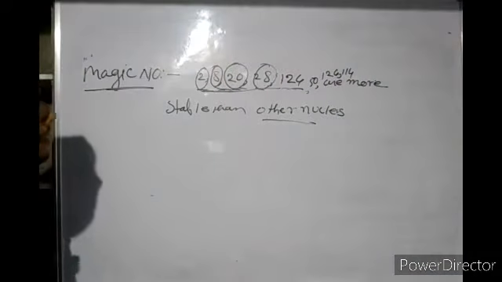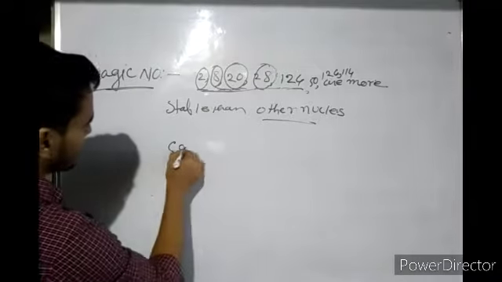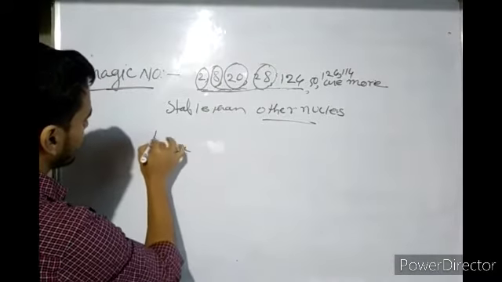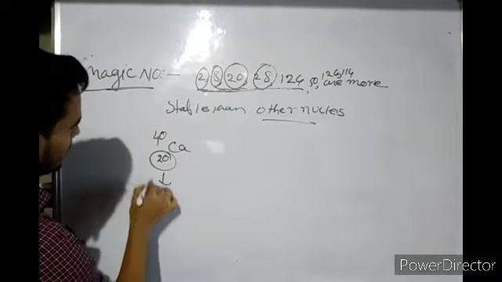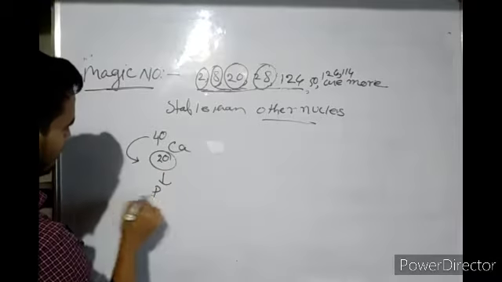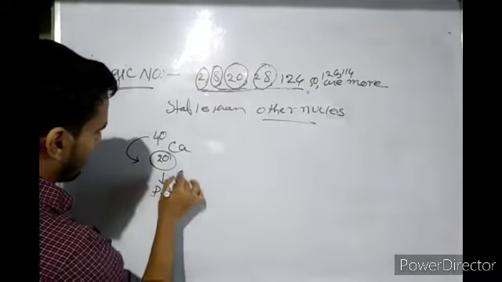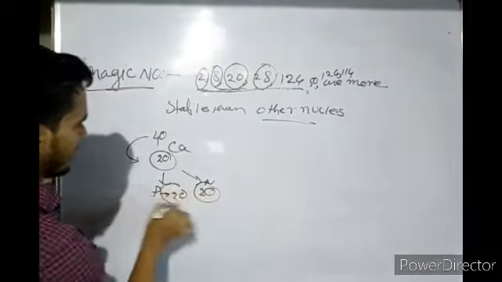Let's take an example. Calcium 20-40. Here the proton number is 20, and the neutron number is also 20. This nucleus is more stable than other nuclei.